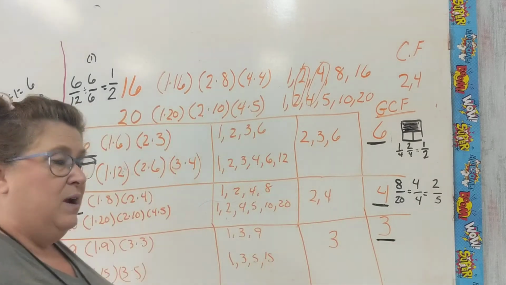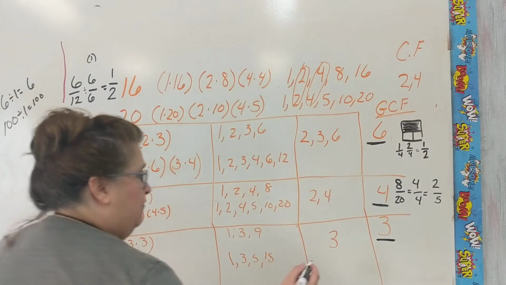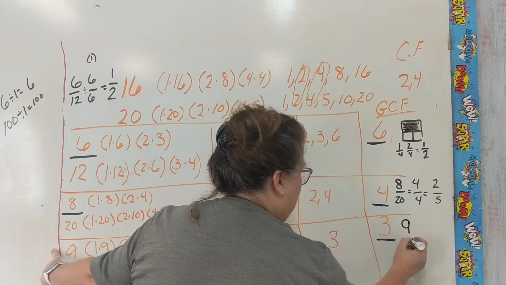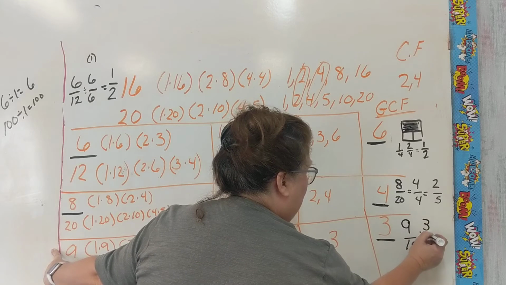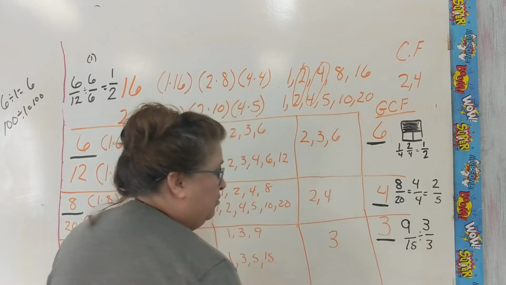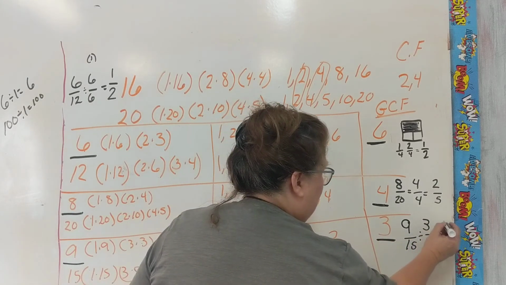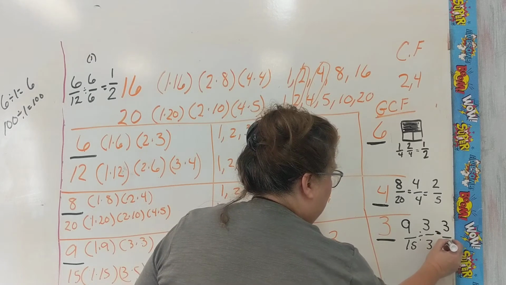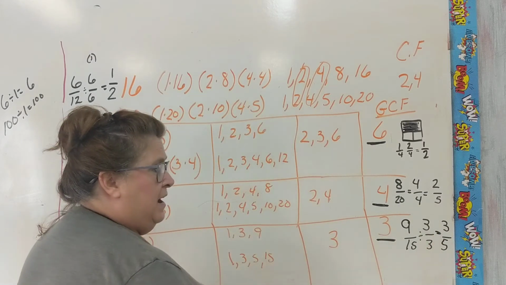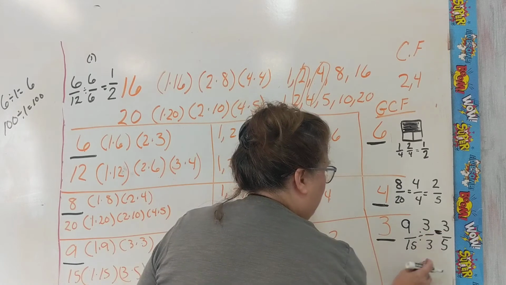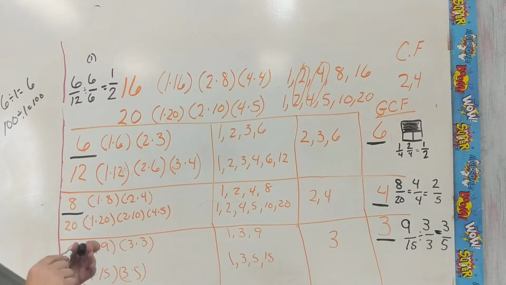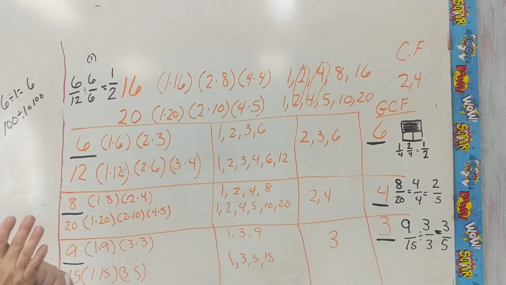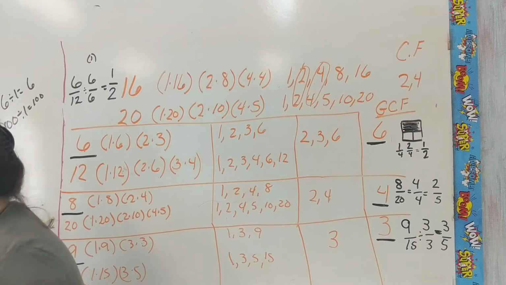So we're going to take that greatest common factor and we're going to divide our fraction by 1, using our greatest common factor as our 1. 3/3. 9 divided by 3 equals 3. 15 divided by 3 equals 5. So 9/15 equals, or reduces to, 3/5. So that is basically what we are doing today. We are finding our greatest common factor in order to reduce our fractions.